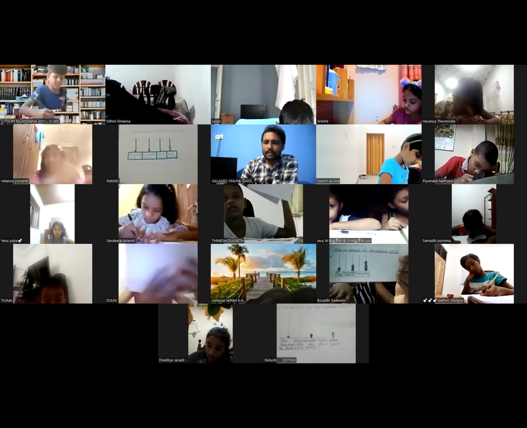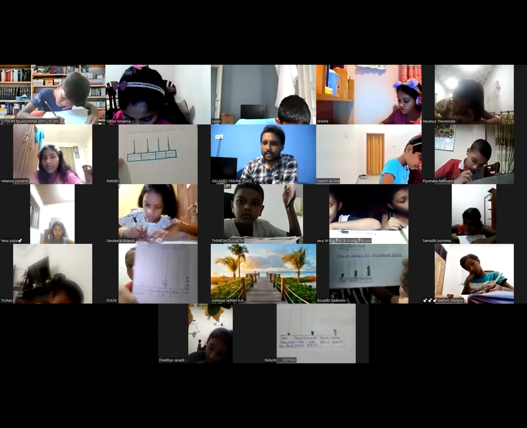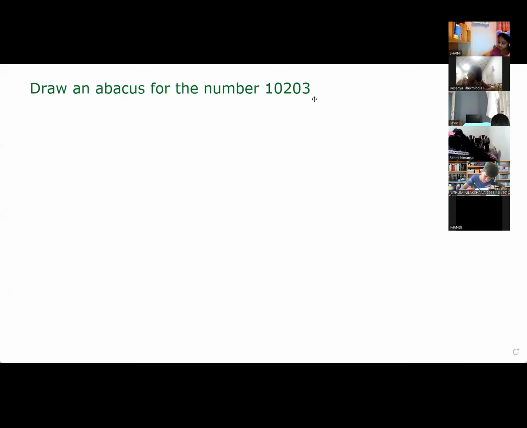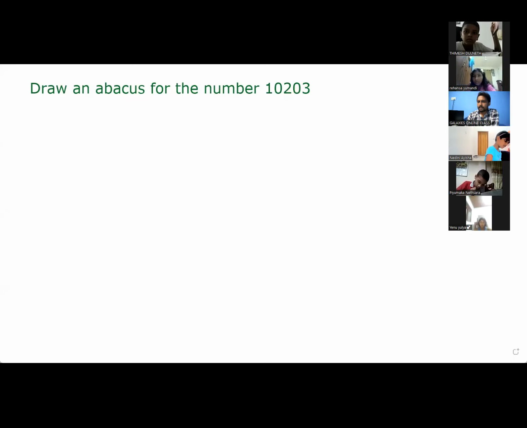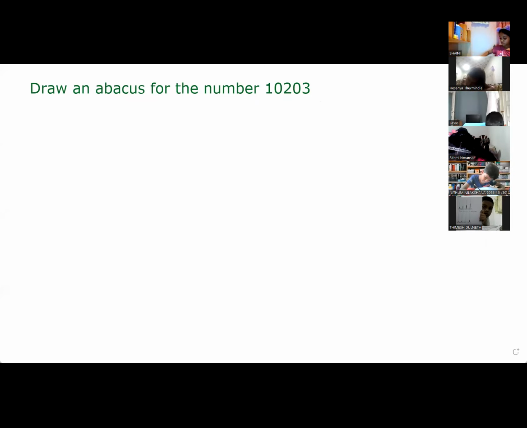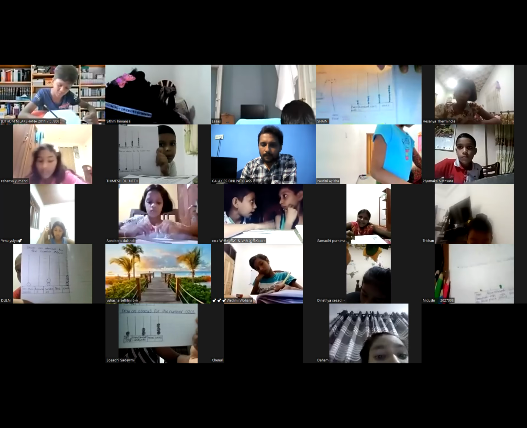Imandi, did you write the given number correctly? Which number did I give? Again, you check. The number is 10,023, okay? 10,023. Right? Again, you check. 10,203. 10,203, okay.